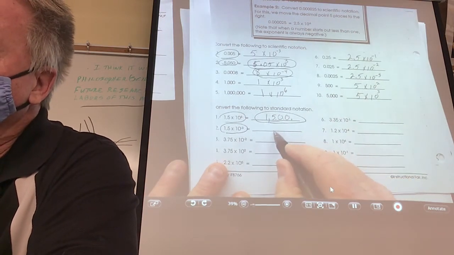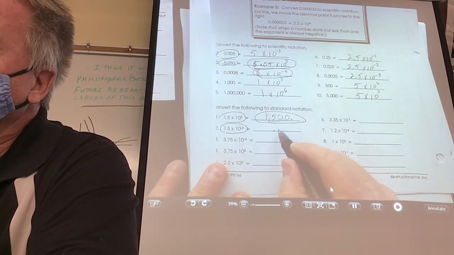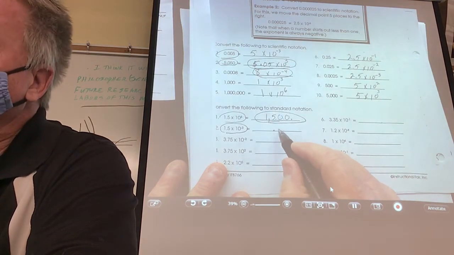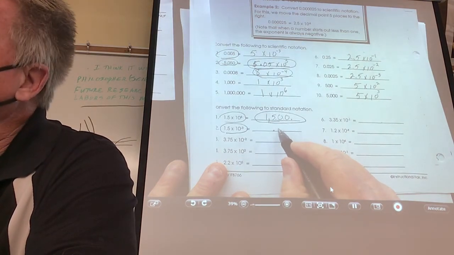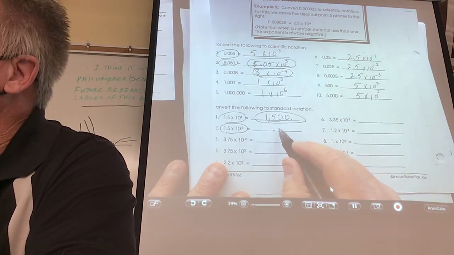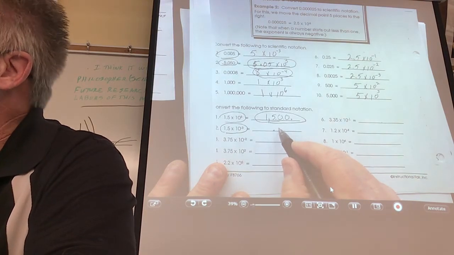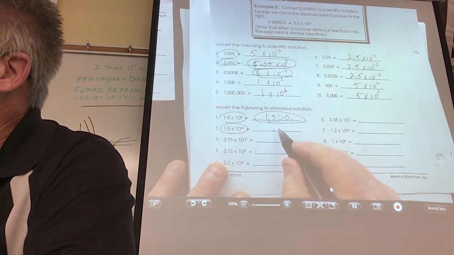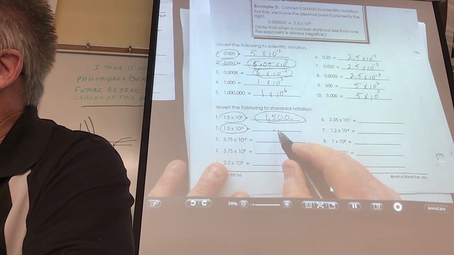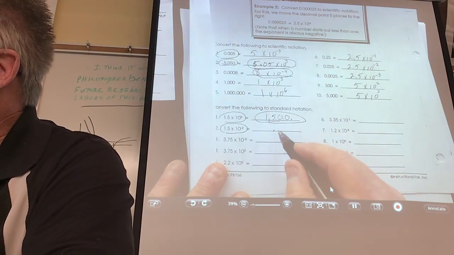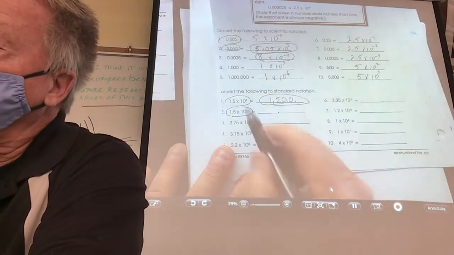So you move the decimal point 3 over to the left. It doesn't matter. You're just going to move it until it gets to a small number, right? You don't have to memorize left or right. But you're right. You are going to move it left because that's going to make it small, isn't it? You know why?